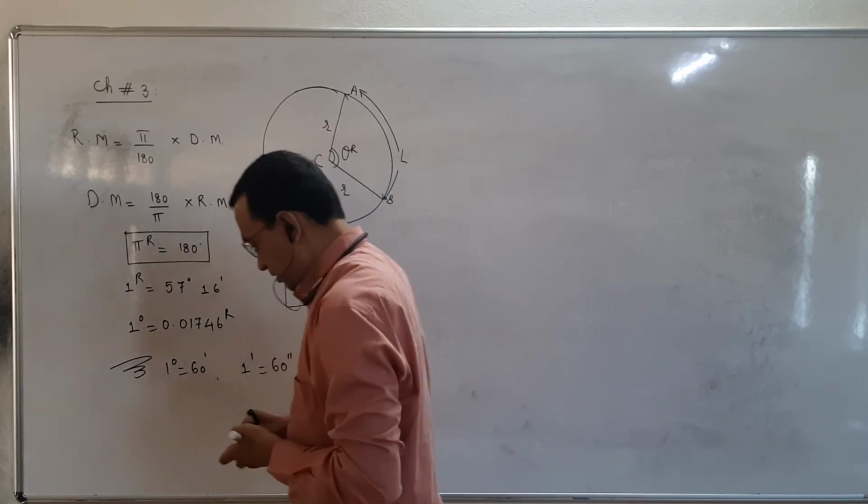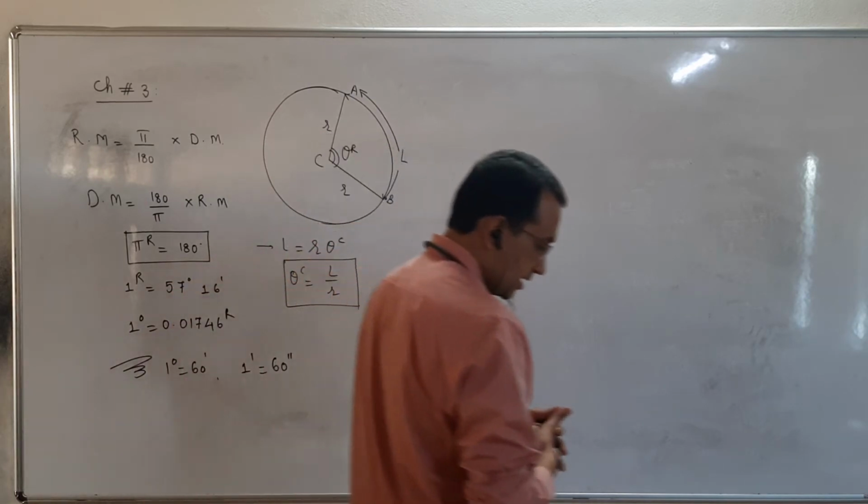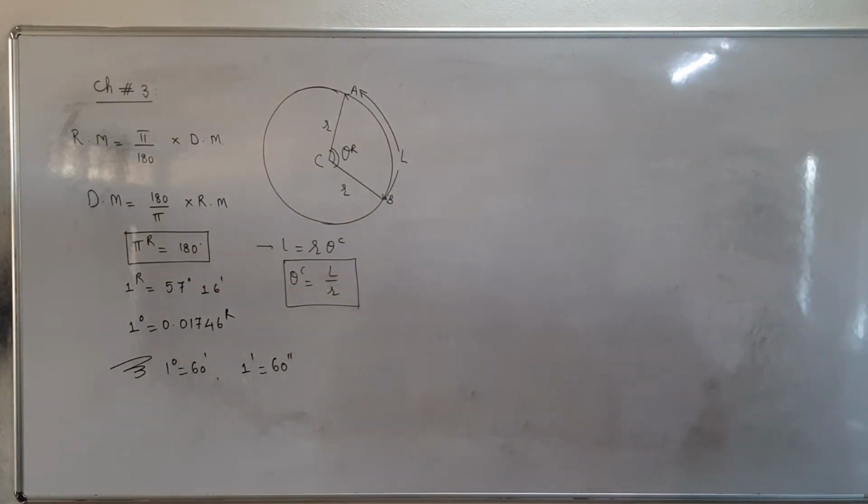So in a circle of radius R, an arc of length L subtends an angle theta radian at the center of the circle, then students, we have L is equal to R theta radian, or conversely I can say theta radian is nothing but L by R. This formula, students, you have to remember.